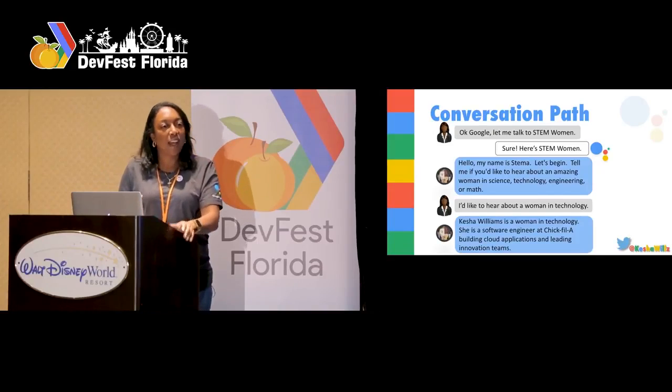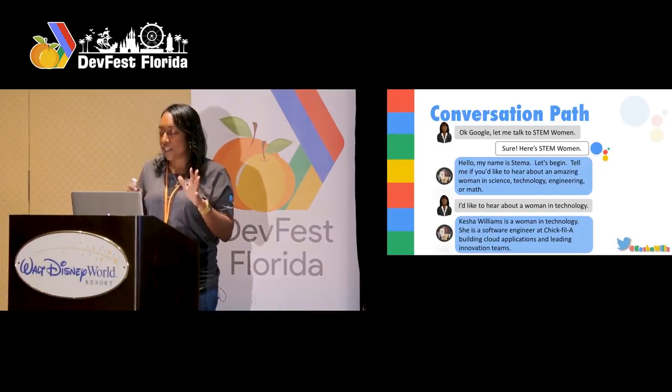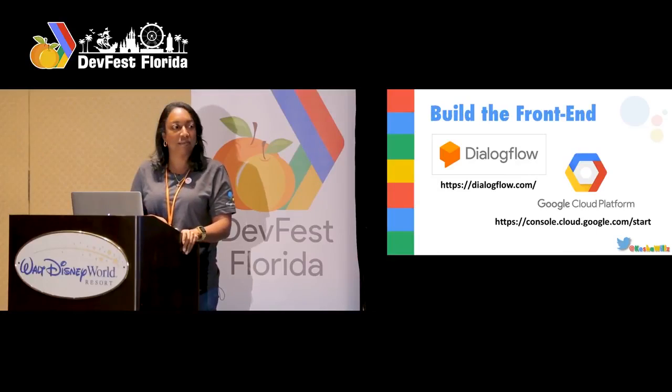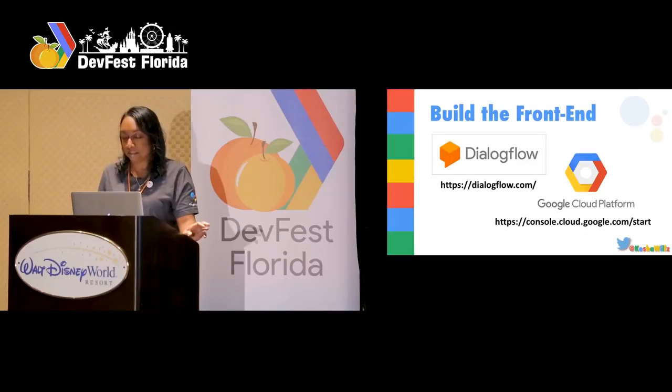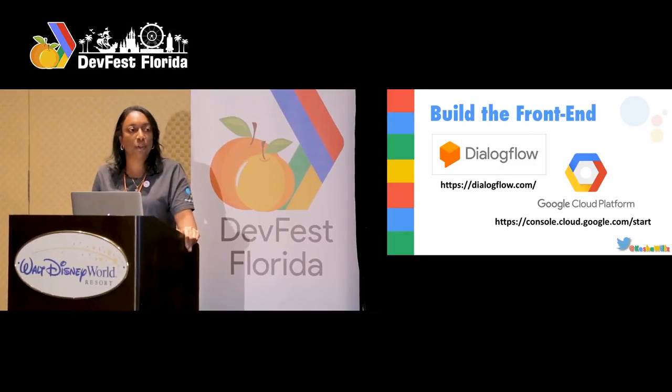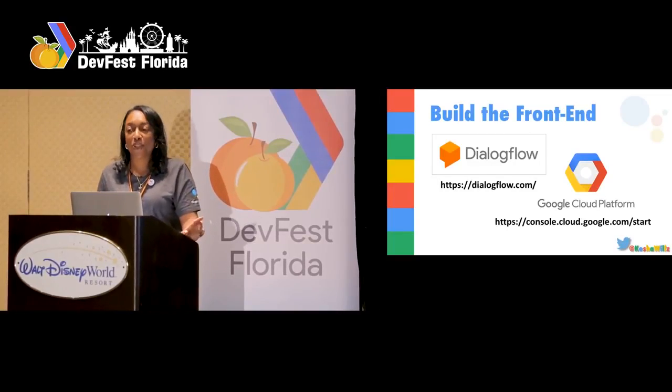Once you've designed and thought through this conversation, it's time to start building. The first step is to build the front end. There are two accounts that you'll need to create: first, a Dialogflow account, and then an account on the Google Cloud platform. Whenever you create your accounts, make sure you use the email address that you control your Google Home device with, and that will make it easier when it's time to test.